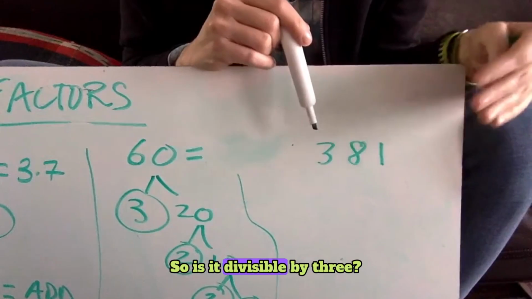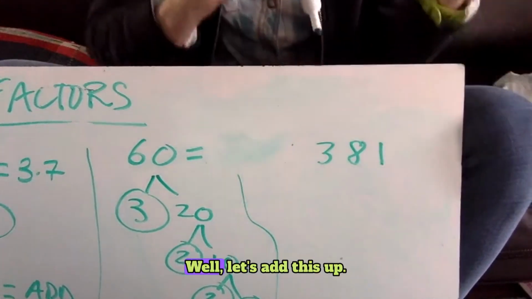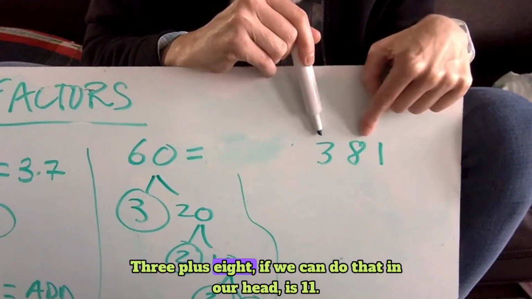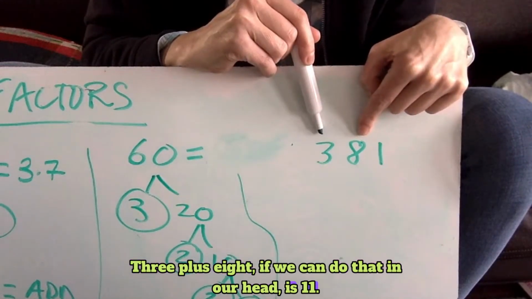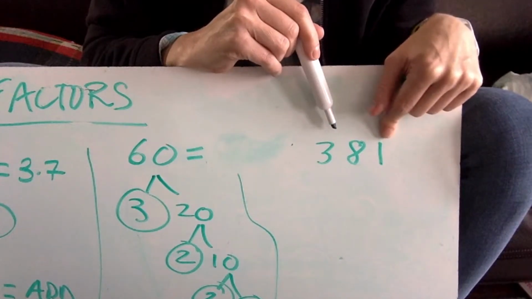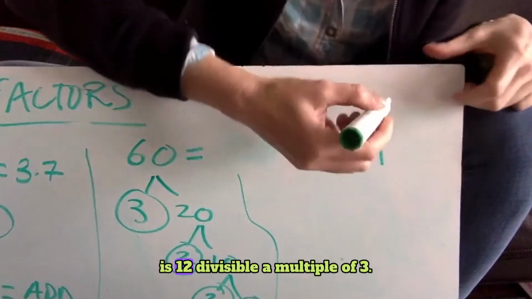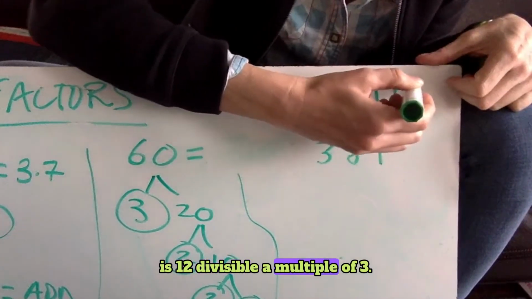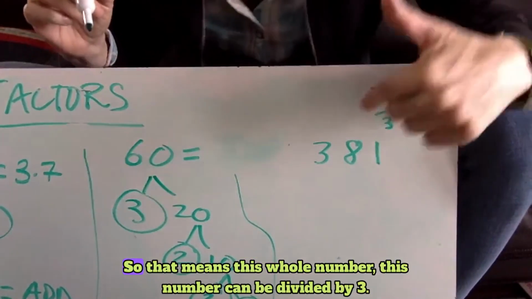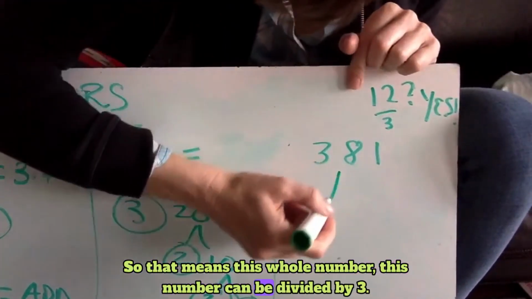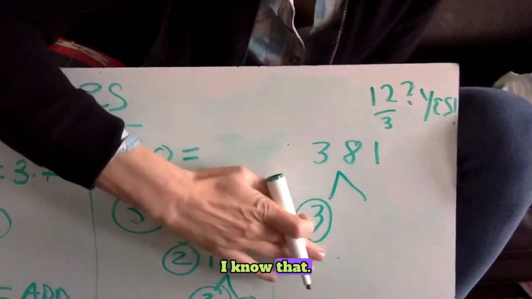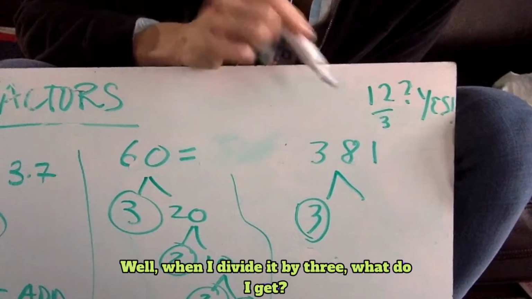So is it divisible by 3? Well, let's add this up. 3 plus 8 is 11. 11 plus 1 is 12. Is 12 a multiple of 3? And the answer is yes. So that means this number can be divided by 3. Well, when I divide it by 3, what do I get?